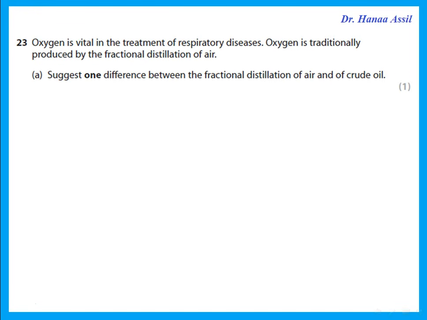Oxygen is vital in the treatment of respiratory diseases. Oxygen is traditionally produced by the fractional distillation of air. Suggest one difference between fractional distillation of air and fractional distillation of crude oil. Do you remember the fractional distillation of crude oil? We said the crude oil is heated and vaporized, and it goes into the fractionating column and so on.